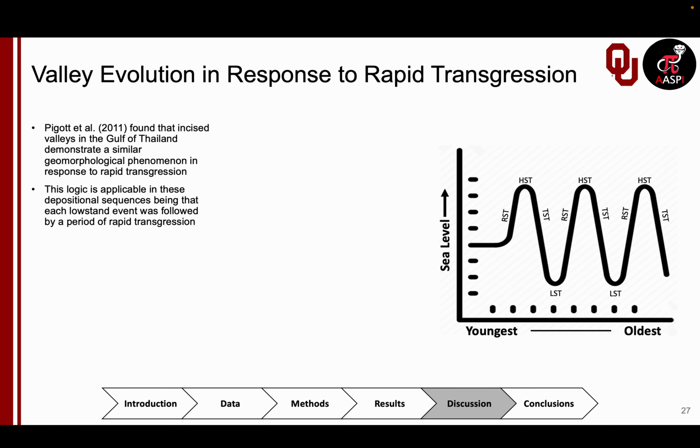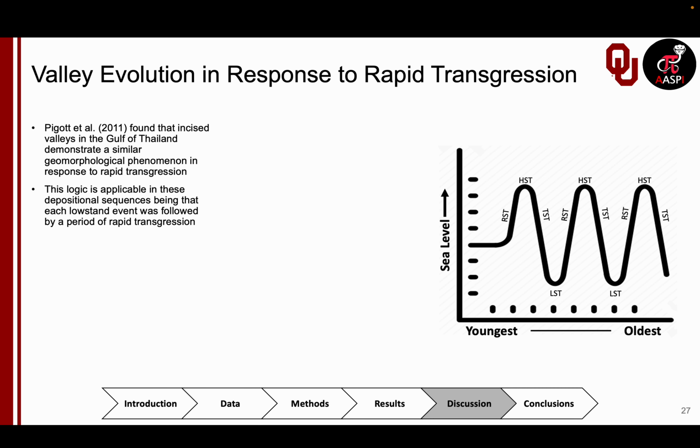Now we want to know, why does this happen? Well, Pigott et al. 2011 did a study on the Gulf of Thailand, and they found that incised valleys in that area demonstrate a similar geomorphological phenomenon, which they found to be in response to rapid transgression. I just showed you that each of our low stand events was followed by a period of rapid transgression. So this is likely what happened here.